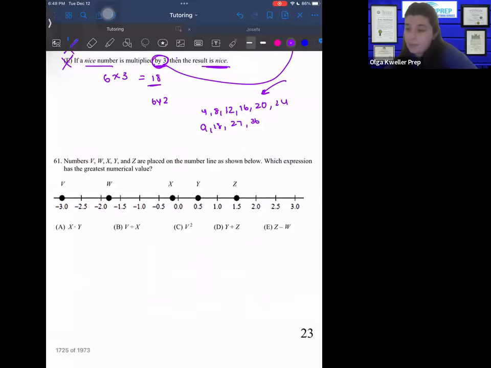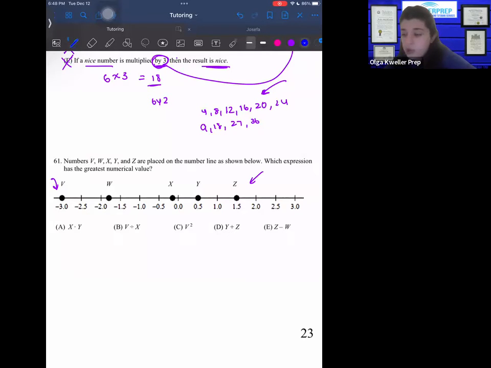Okay. Next one, they're placing these values V, W, X, Y, and Z on the number line. And the question is, which has the greatest numerical value? So obviously, when we think about a number line, you should know that from left to right, the numbers get bigger, right? So as we go left on the number line, this is our smallest value. As we go right on the number line, this is our greatest value, right? That's just common knowledge about how a number line works.